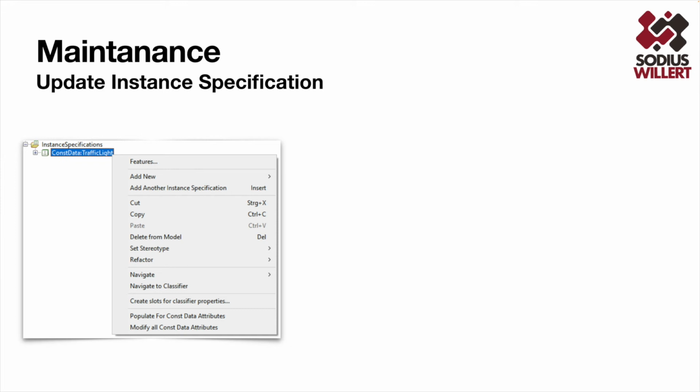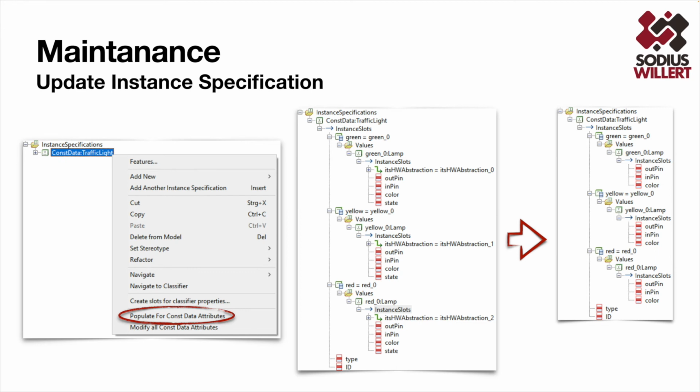On the one hand, it is possible to call the populate for const data attributes helper by right-clicking on an instance specification. This deletes all model elements, such as associations or normal class attributes, from the instance specification, so that only a structure with all constant data attributes remains, in which one can navigate more easily. Furthermore, this helper can be used when a new const attribute is added in the associated class of an instance specification. This is then automatically added to the instance specification by executing this helper.